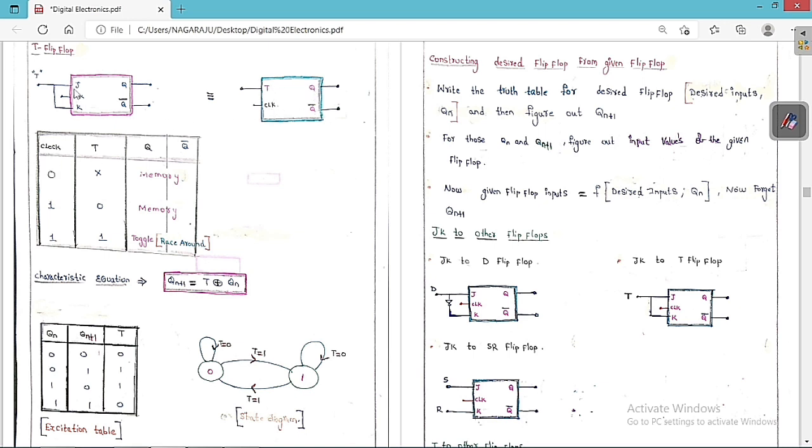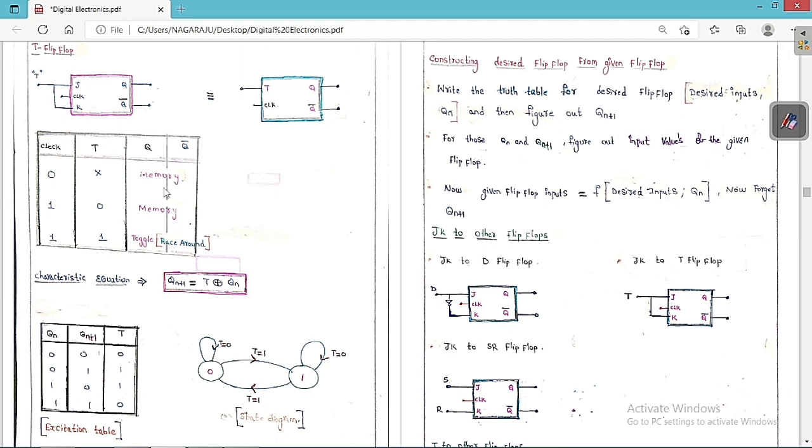Whenever the clock is equal to 0, in respect of J and K, we always get memory. I have already told you. If the clock is on and T is equal to 0, that means J and K are 0 0, so again we get memory. And if T is equal to 1, J is equal to 1 and K is equal to 1, it is called toggle mode or race condition. In a D flip-flop, we have used 3 states. The remaining 2 states we are going to use with the help of this T flip-flop.